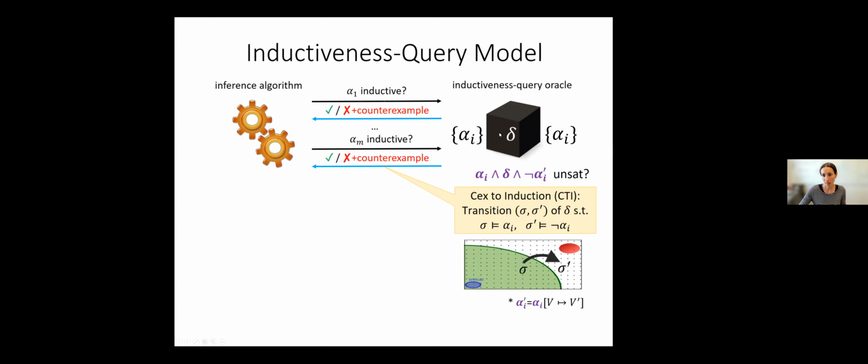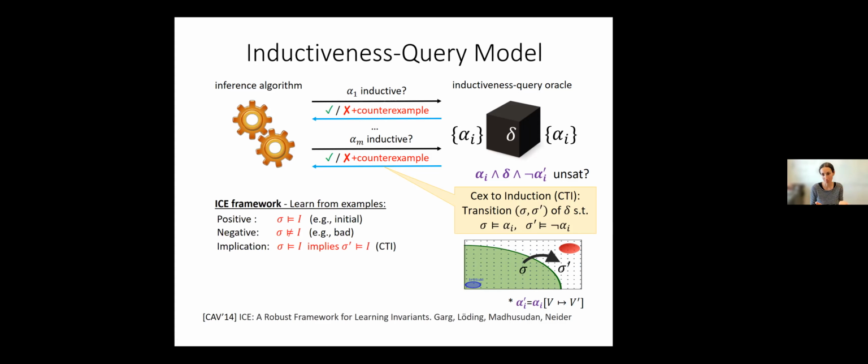And then the SAT solver, the inductiveness query oracle, will answer yes if alpha I is inductive, and otherwise it will provide a counterexample. But note that here a counterexample is not just a state that distinguishes the invariant from alpha I, because we don't know how to give such a state, not in an easy way at least. So a counterexample here is going to be a counterexample to induction. This is not a state, but a pair of states, sigma and sigma prime, such that sigma satisfies alpha I, but sigma prime does not, and there is a transition between them.